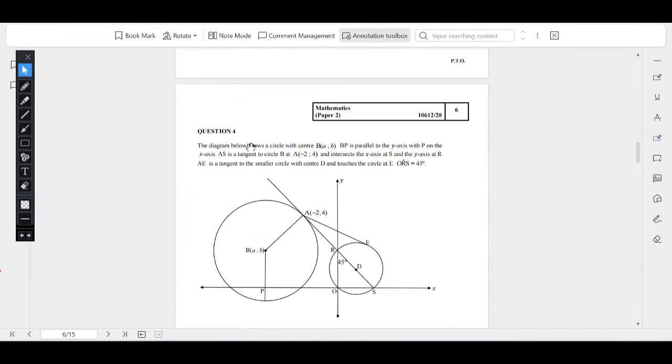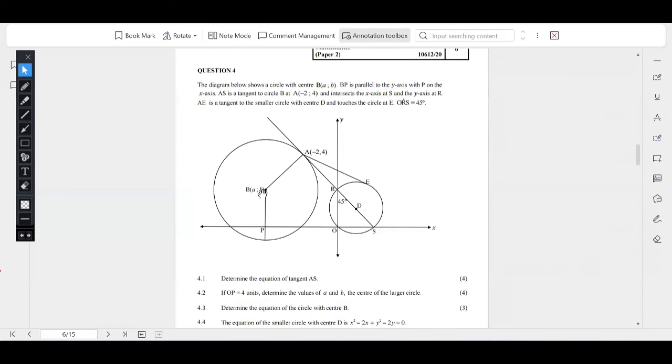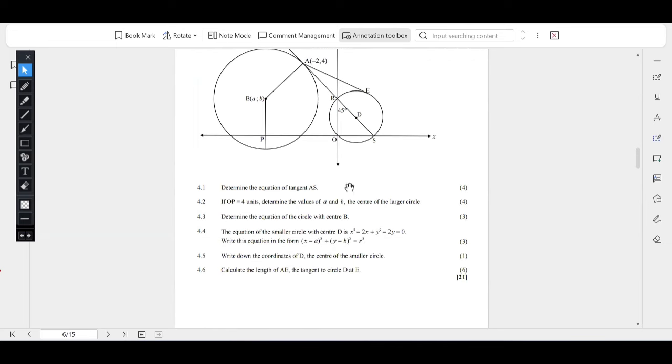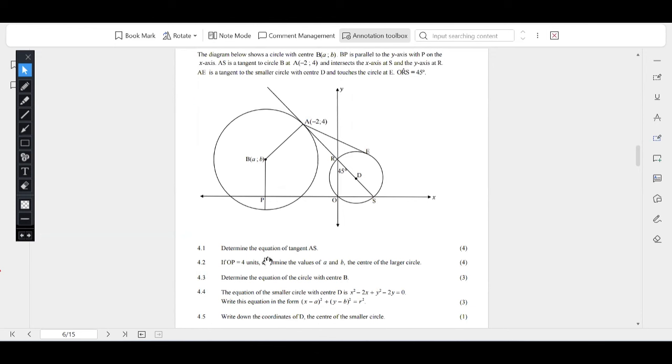Then we have question 4, still analytical geometry, this time with circles. The diagram below shows a circle with center B. A is (-2; 4). BP is parallel to the y-axis with P on the x-axis. AS is a tangent to circle B at A, (-2; 4), and intersects the x-axis at S and y-axis at R. AE is a tangent to the smaller circle with center D and touches the circle at E, and then angle ORS is 45 degrees. Now they say for 4 marks, determine the equation of the tangent AS, right?